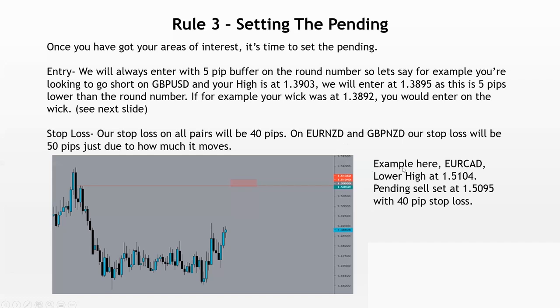For example, here there is Euro CAD. The lower high within the market is at 1.5105. So what is your round number? 1.5100. You're adding a 5 pip buffer to that entry, so you're entering at 1.5095. And the next slide, I'm hoping, will clear this up for you.